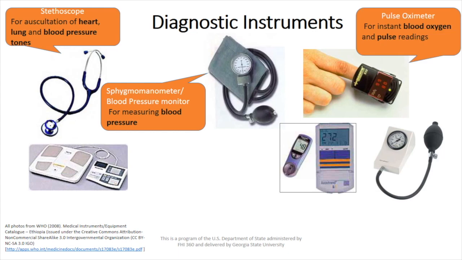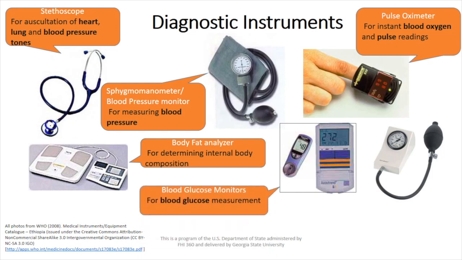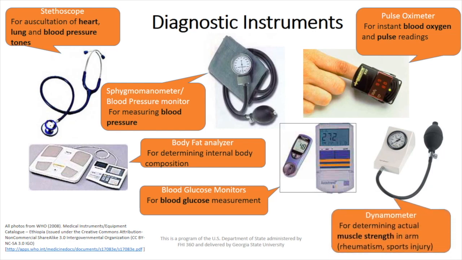A pulse oximeter here used for instant blood oxygen and pulse readings. We have a body fat analyzer here used for determining internal body composition. We have a couple of blood glucose monitors here used to measure the blood glucose, like the sugar in the blood. And a dynamometer used for determining actual muscle strength in the arm for those suffering from rheumatism, for example.